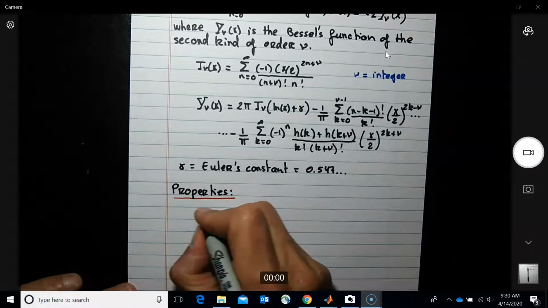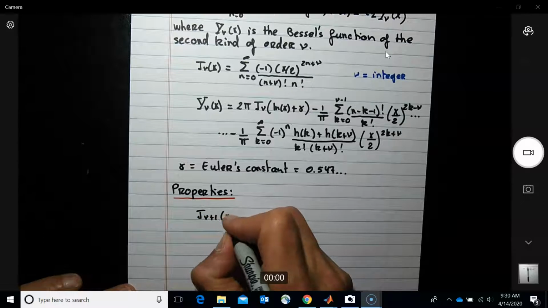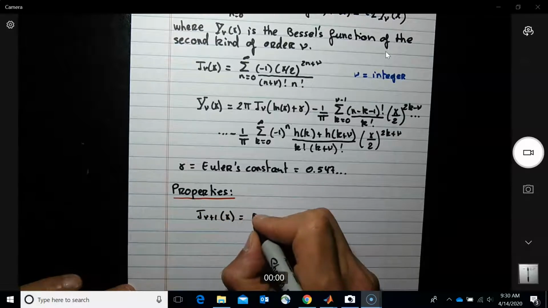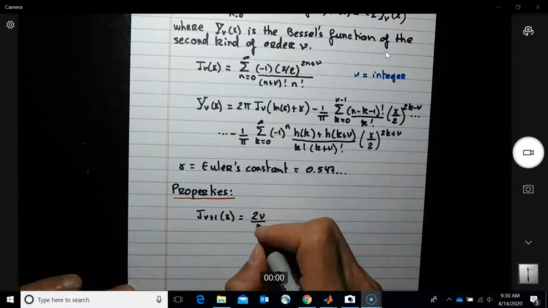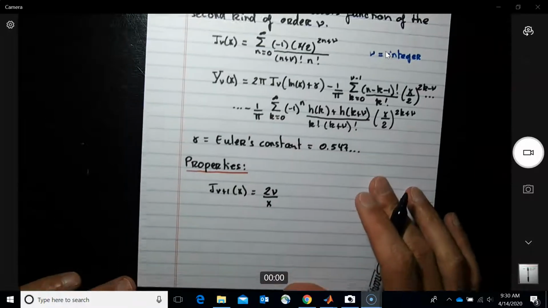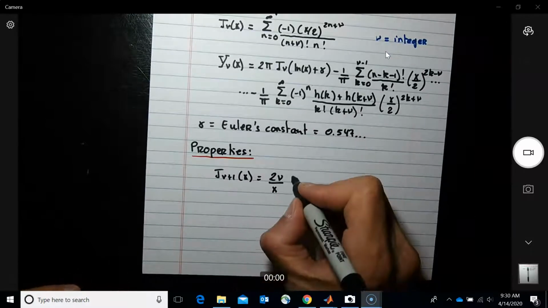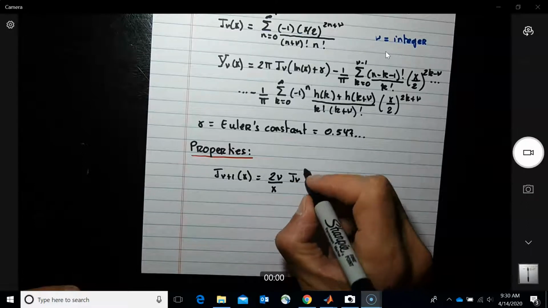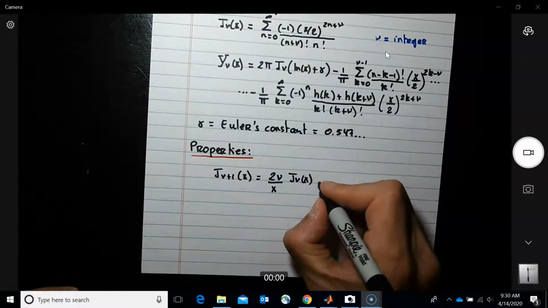So gamma plus 1 equal to 2 to the gamma over x. I mean, the reason I do this property is because you can do a lot of algebra with this, even though we're not going to do it in this class.